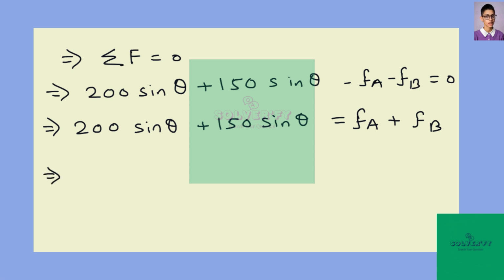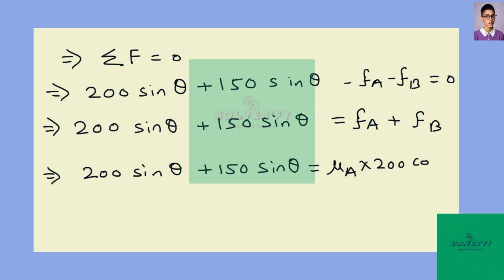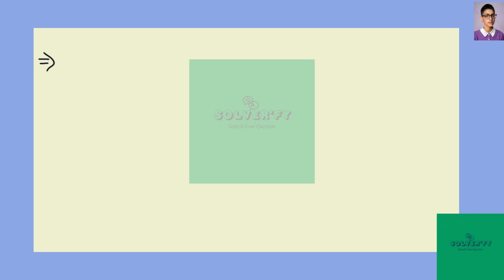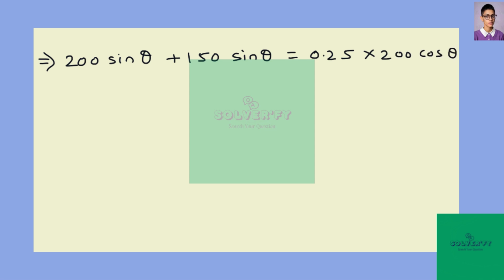Now going further, we can write 200 sin theta plus 150 sin theta is equal to mu A into 200 cos theta plus mu B into 150 cos theta. Now solving further, we can write 200 sin theta plus 150 sin theta is equal to 0.25 into 200 cos theta plus 0.35 into 150 cos theta.